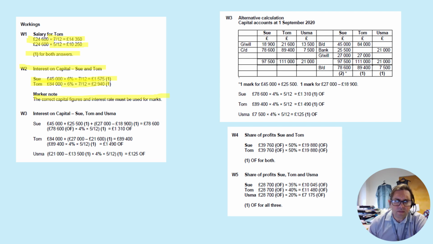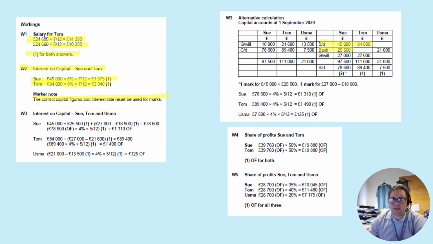So they've put add and minus. For me personally, that's not really the method to use. You need to use a T account so you can demonstrate your understanding of what's happened. So we put our brought down figures in for Sue and Tom. We put in Sue's figure of 25,500 additional capital.